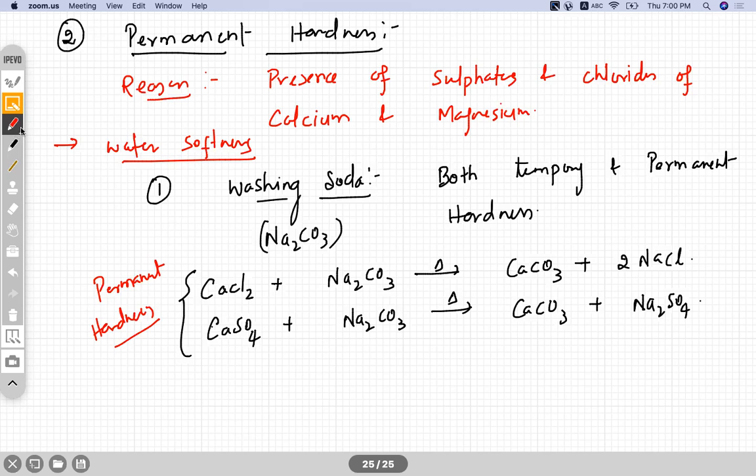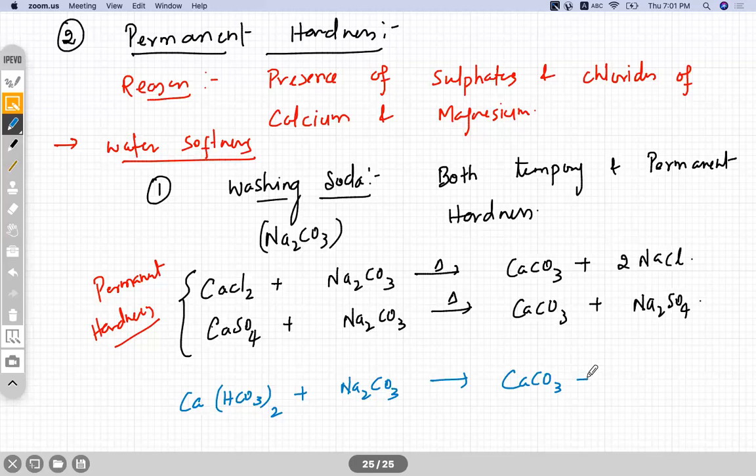For temporary hardness, if you look at the reaction here, it is because of bicarbonate. So the reaction of bicarbonate, Ca(HCO3)2 plus Na2CO3, forms again CaCO3 plus NaHCO3. Right. This is how it removes the temporary hardness as well.